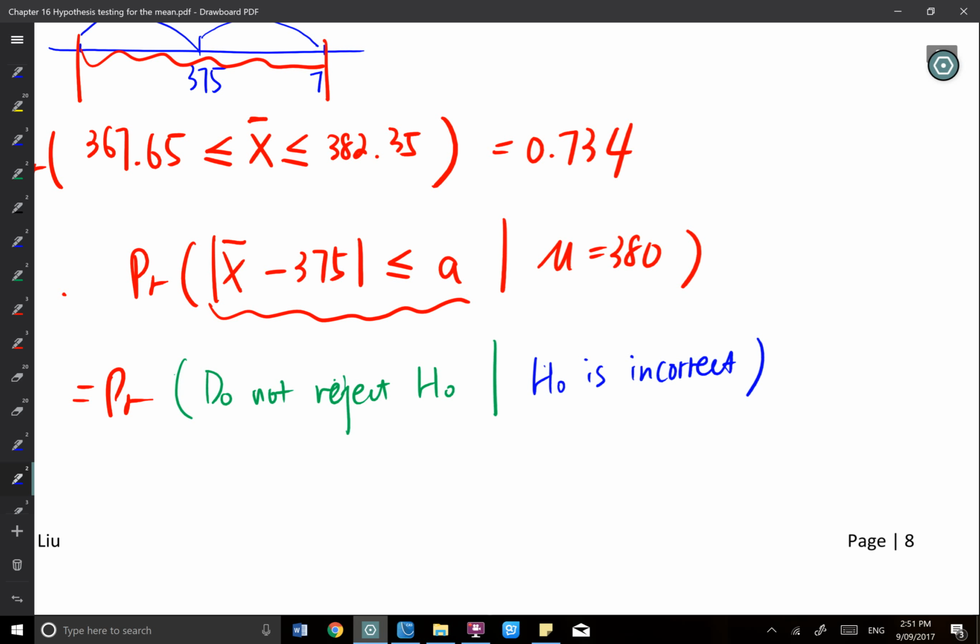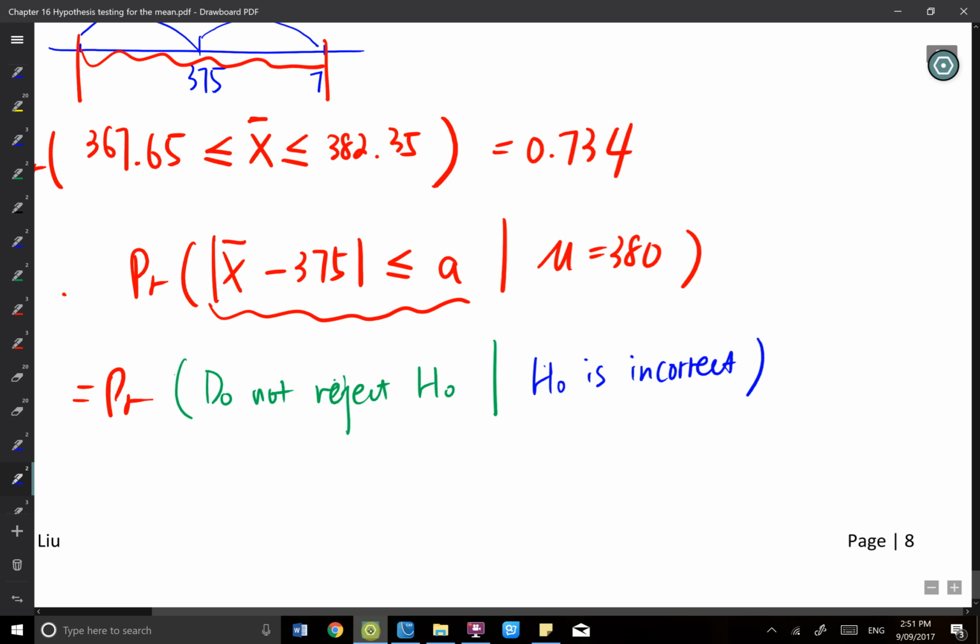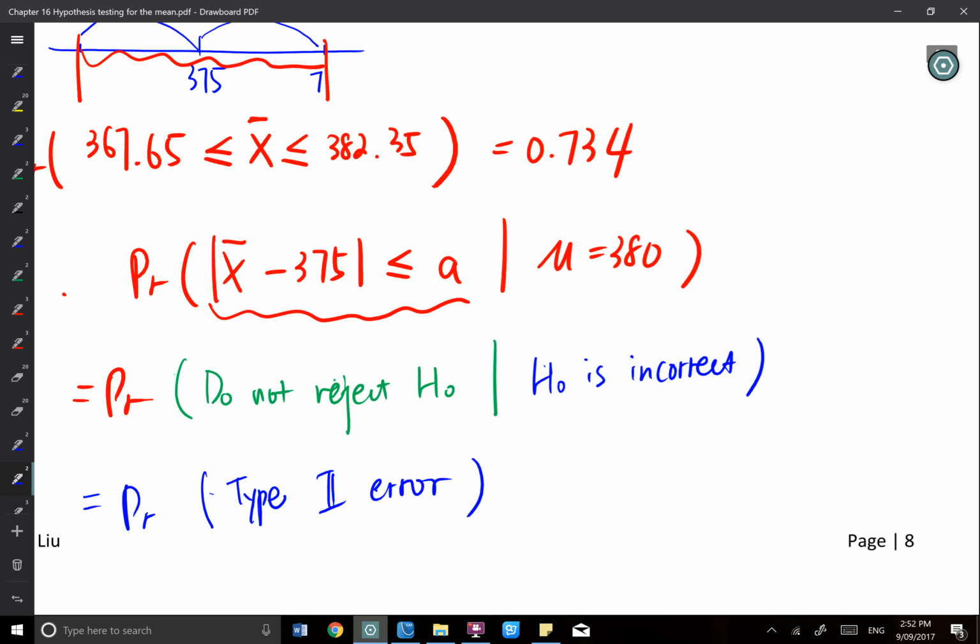And at the same time, you know that H0 is incorrect. What's that probability? What type of error? Type 2. So what's the probability we calculated? It's the probability of a type 2 error. What you calculate is the probability of a type 2 error, which is when you do not reject H0 when you should reject it. That's a type 2 error.